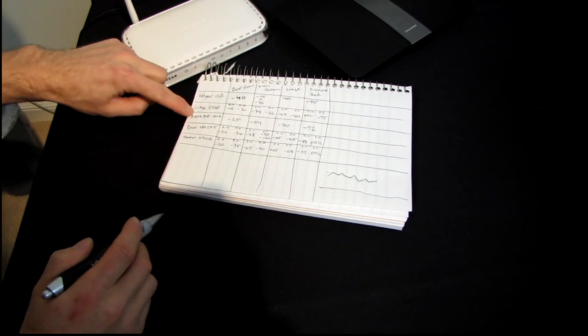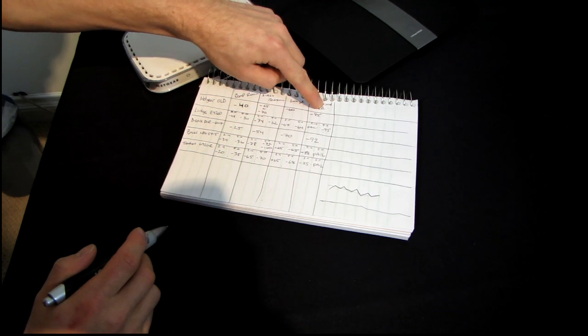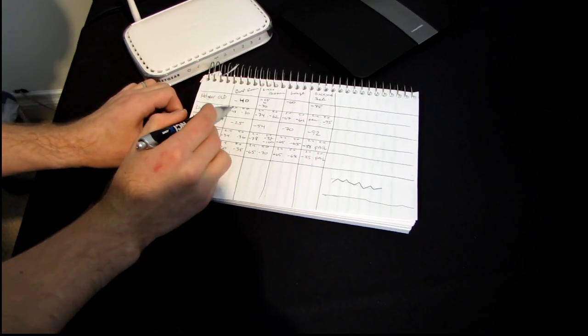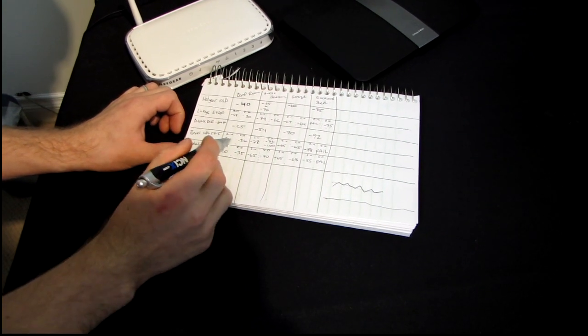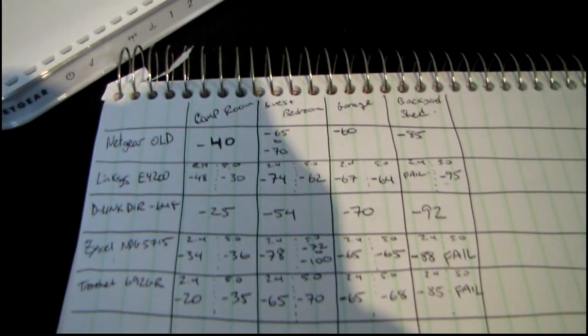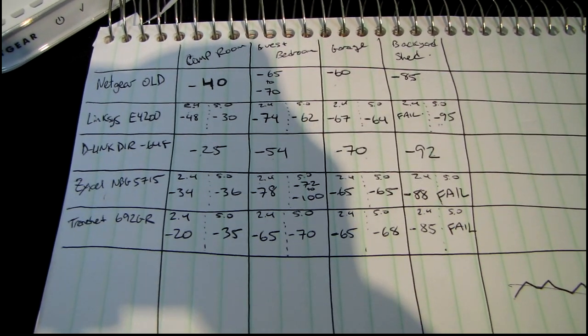So, okay, I'm going to go through the graph one more time. Netgear, Linksys, D-Link, Zyxel, TrendNet, computer room, guest bedroom, garage, backyard, shed. These are the numbers. When I've split the column, that means I'm looking at the two bands separately, 2.4 and 5 GHz. So you can see I've done that. I just want the camera to go and have a close look at the graphs. If you guys want to pause that and look at it in detail, I think there's some interesting information here.